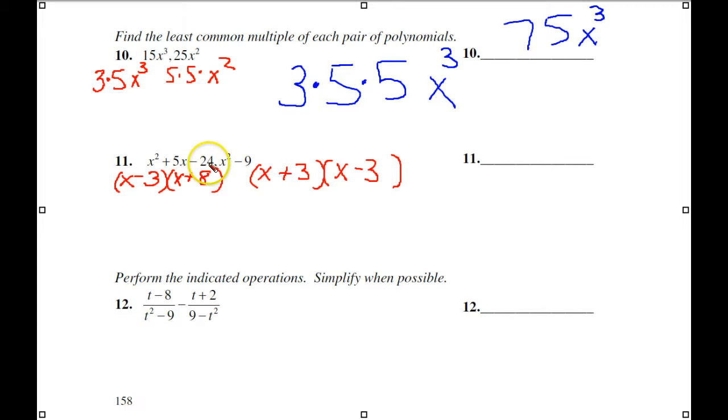Now, when you have trinomials or stuff like this, we have to factor them, which is what I've done. And this factors into its conjugates. Now, the same rules apply. What's the greatest number of times that x minus 3 is used in any one factorization? Well, here it's used once. There it's used once. So we just need one of them. What's the greatest number of times that x plus 8 is used in any one factorization? It's used once, so we need one. What's the greatest number of times that x plus 3 is used in any one factorization? It's used once. So our common denominator for number 11 is those that are underlined in blue.